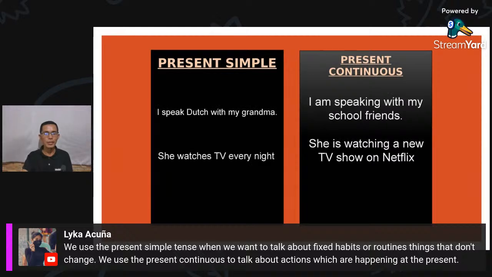Ayan, for example, I speak. These are some of the examples ng present simple and present continuous. I speak Dutch with my grandma. So dito sa sentence na to, although wala tayong binanggit na now, everyday, usually, but the verb itself tell us that it is an habitual action. I speak Dutch with my grandma. So that means to say every time na nakikipag-usap ako sa grandma ko, I speak Dutch language. So that is present simple.